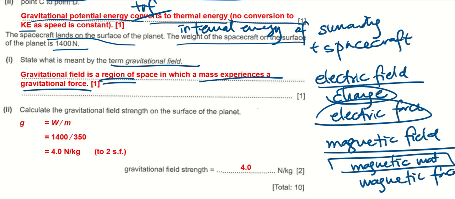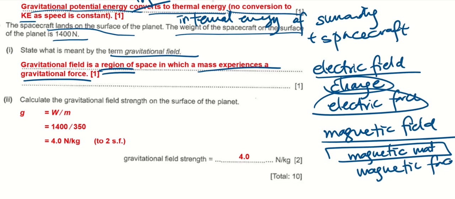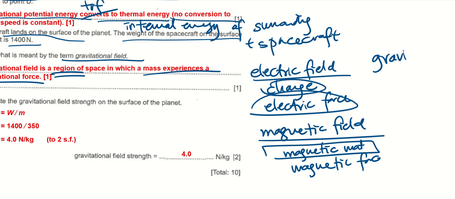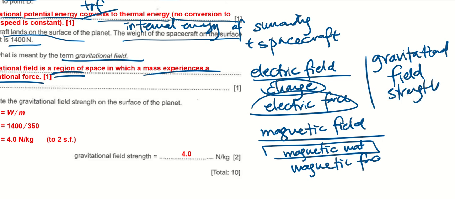Okay, so what is another definition they may ask? They may ask for gravitational field strength. Okay, so this can be found in your notes as well, gravitational field strength. They may ask for what is mass, what is weight, definition of mass and weight.